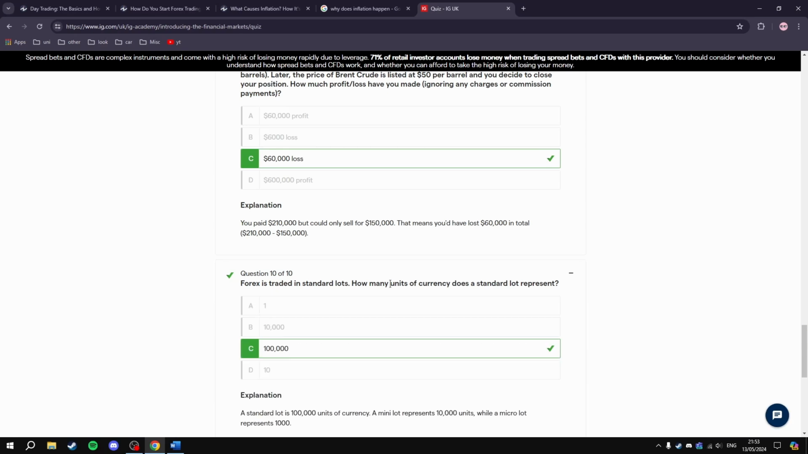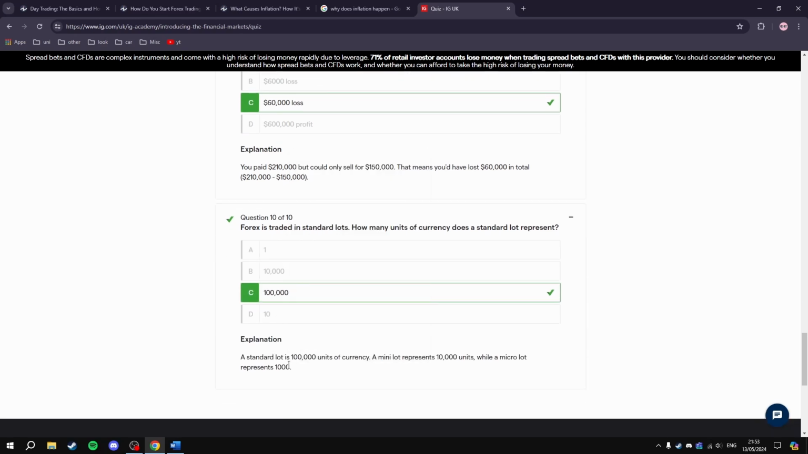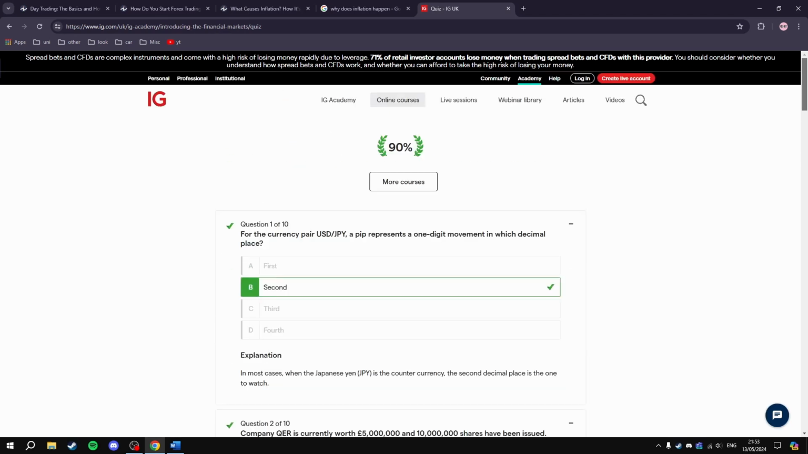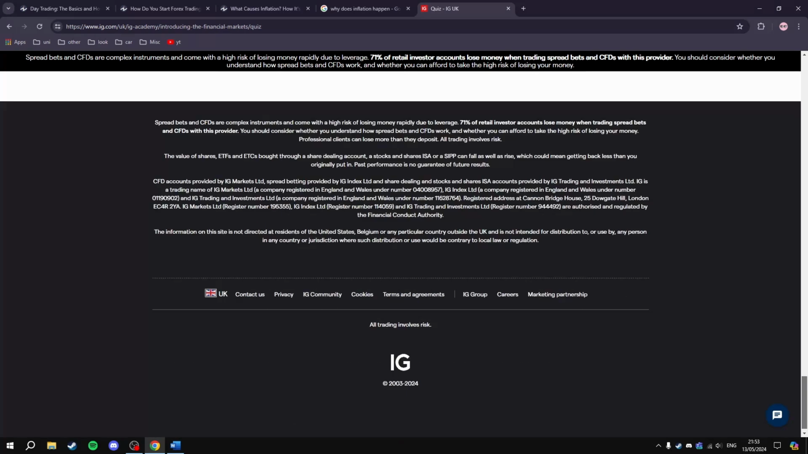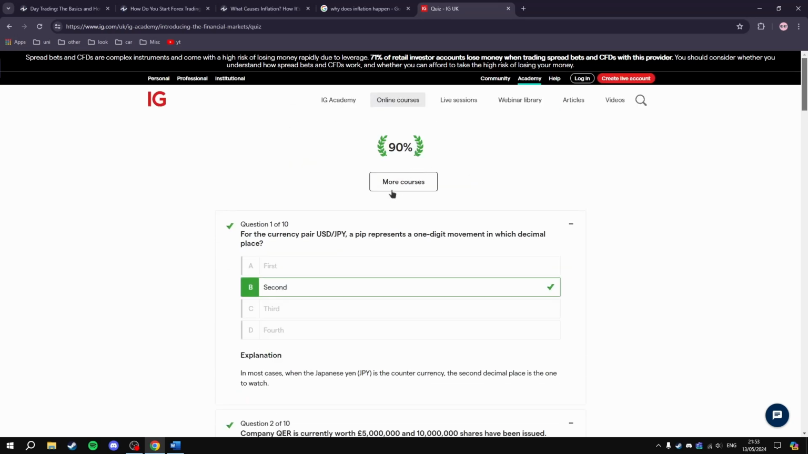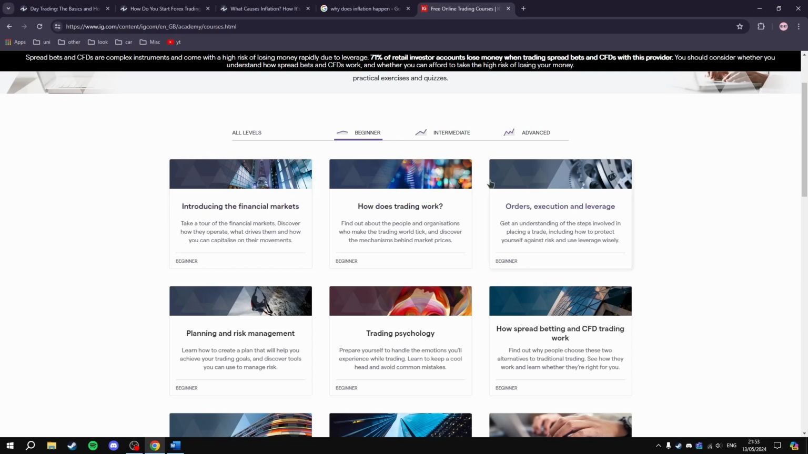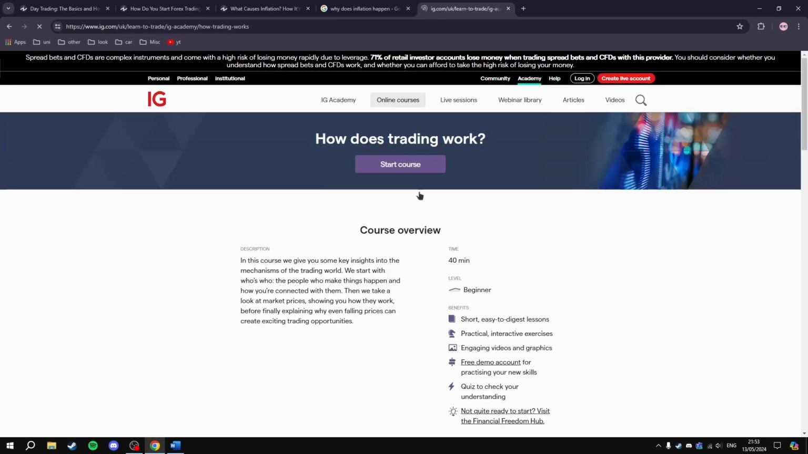So, yeah, a standard lot is 100,000 units of currency. A mini lot represents 10,000 units, while a micro lot represents 1,000. Cool. So that's that done. Introducing the financial markets, that's done.